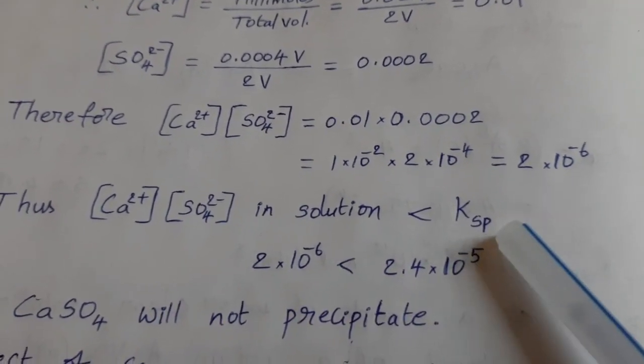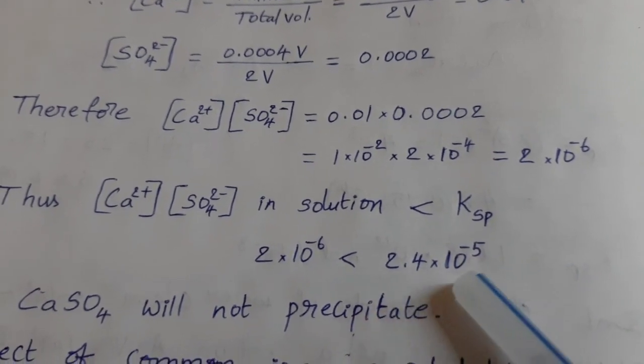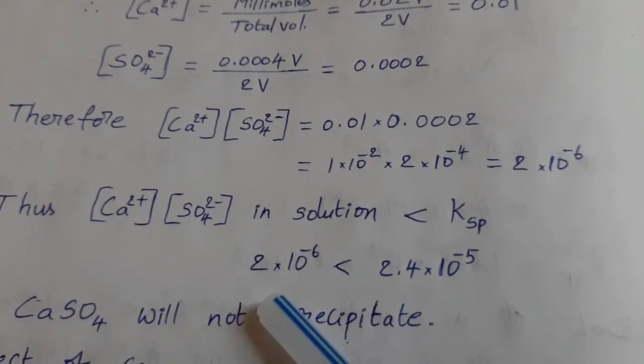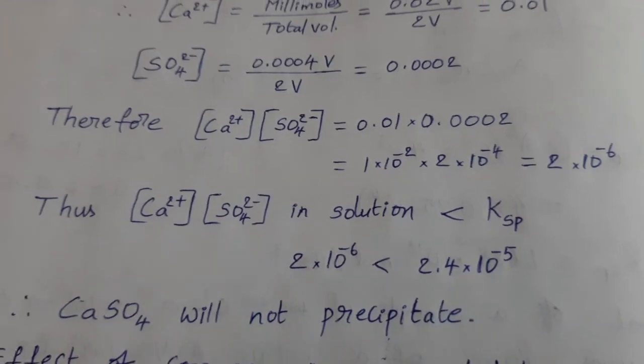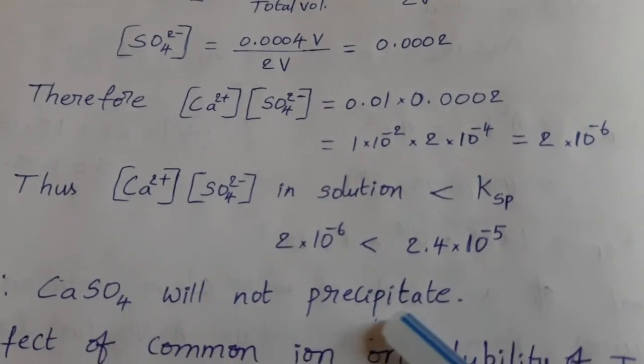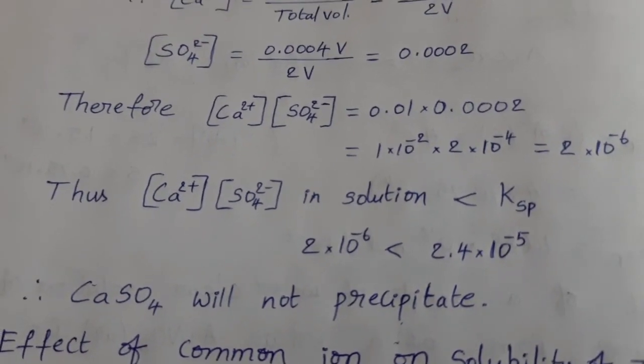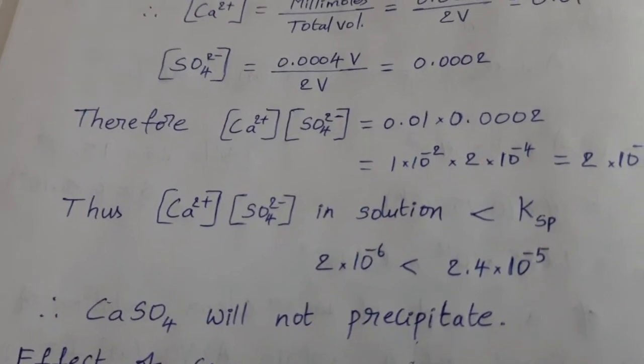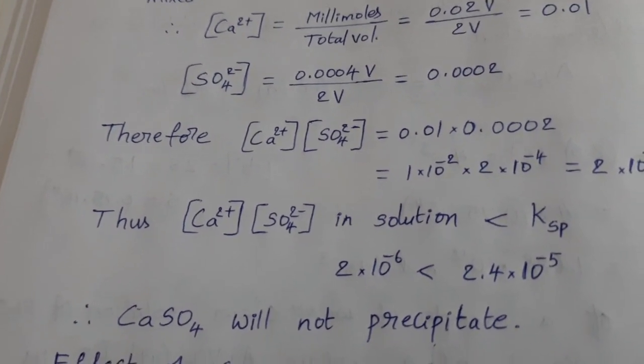Whereas its Ksp value is 2.4 into 10 power minus 5. So this value is less than this one. So CaSO4 will not precipitate. So we cannot get CaSO4 product in this case. Understand? See the next one.